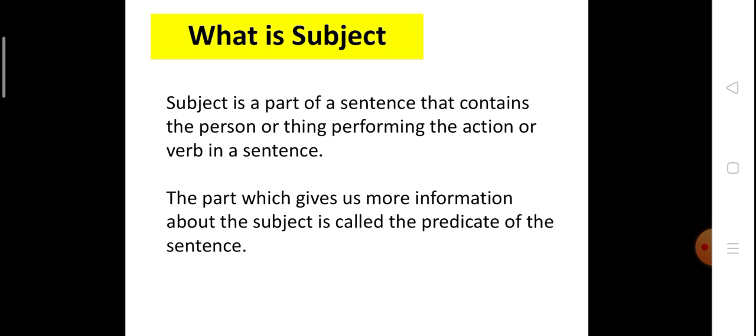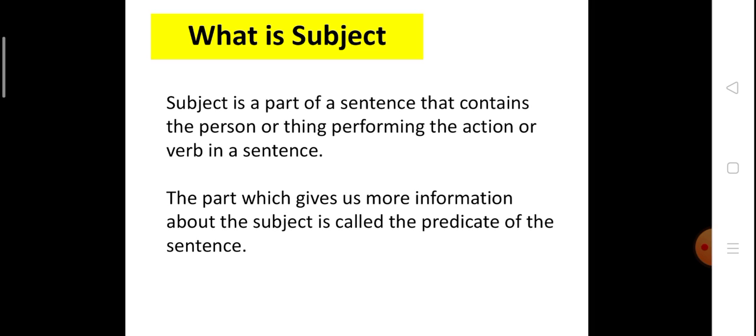Subject is a part of a sentence that contains the person or thing performing the action or verb in a sentence. So we all know the person who is doing the action in any sentence is known as subject. Now what is predicate? The predicate means the part which gives us more information about the subject is called the predicate of the sentence.